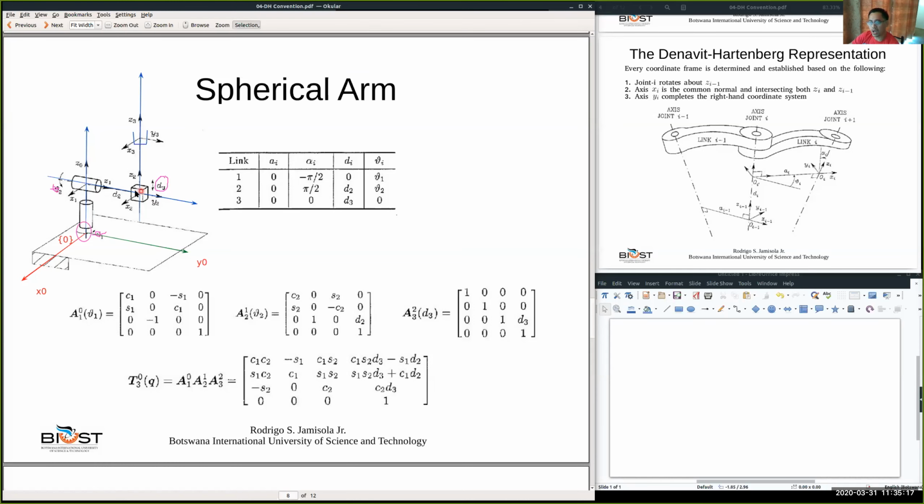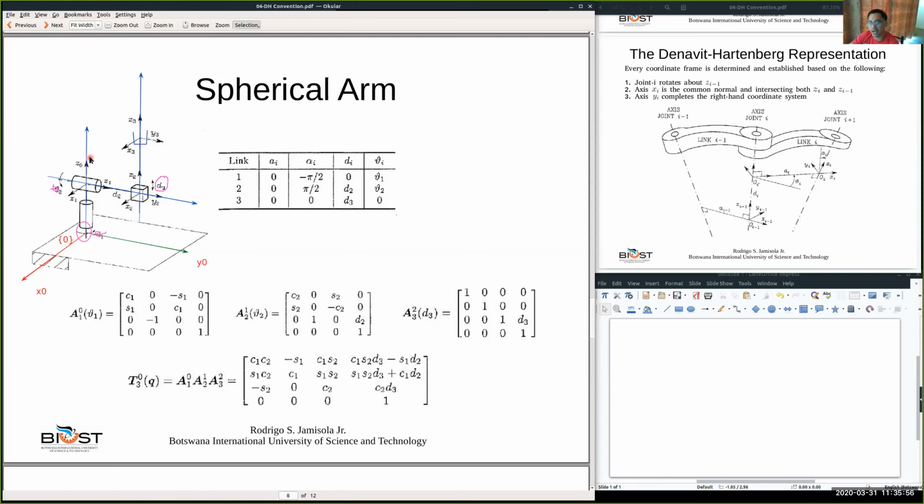Okay, and in this case, they are normal to each other. So common normal, they're normal to each other. That means they live in a particular plane. They live in this plane, Z1 and Z0. So we choose our X1 to be normal to both Z1 and Z0. That means it should be normal to that plane, normal to that plane and intersecting both Z1 and Z0.